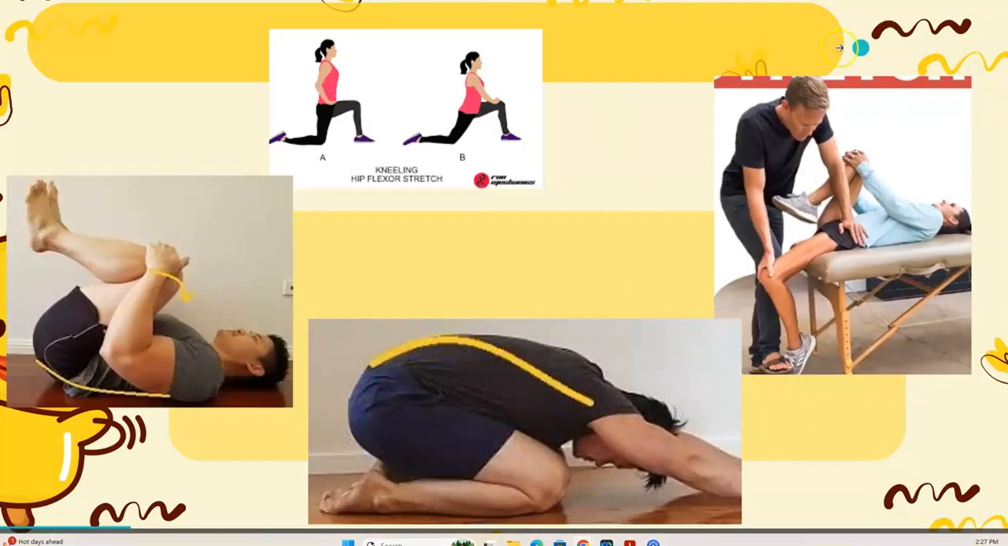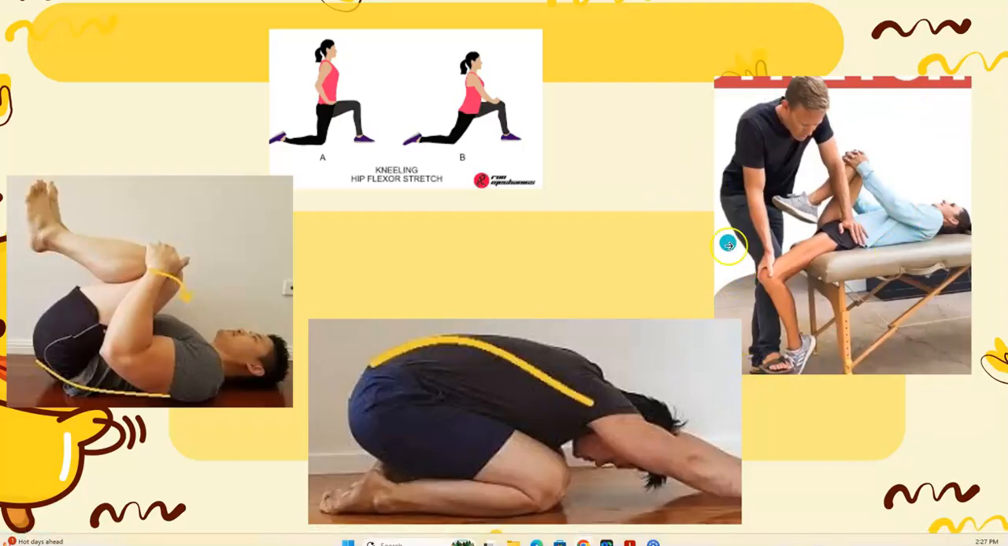And this one is a Thomas test stretch, which we talked about in lab class. Remember, a positive for Thomas test is if the femur is not on the table, or off the table, that would mean a tight iliopsoas. And if the knee is not relaxed and bent to 90 degrees, then that's a positive for tightness of rectus femoris.